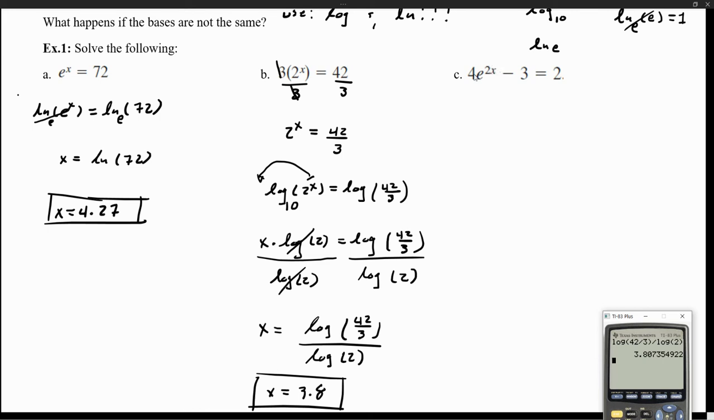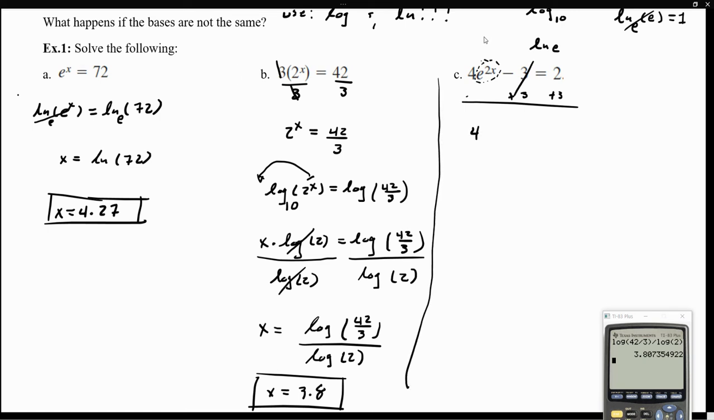X is part of this expression, e to the 2x. So let me just try to isolate this expression. Let me try to eliminate everything besides this expression. I want to just isolate this. So how do I do that? Well, first, let me get rid of that 3. So if I add 3 to both sides, let me just separate my work here. I'm going to have 4 e to the 2x. That's still equivalent to 5.